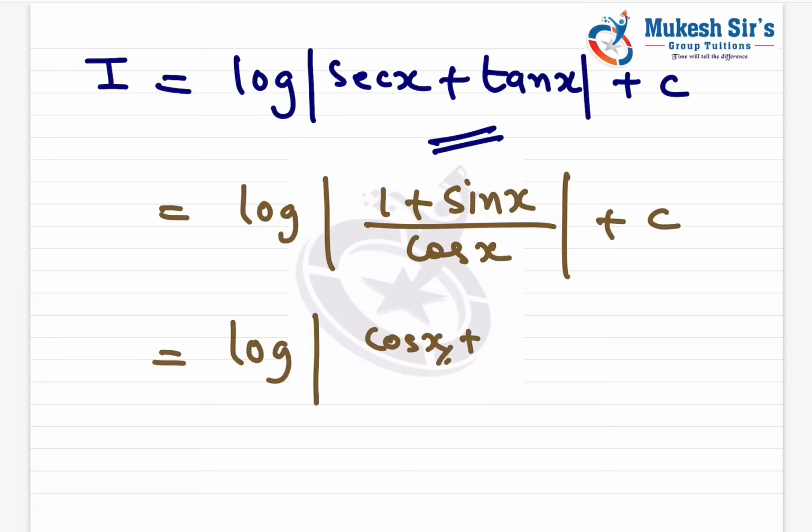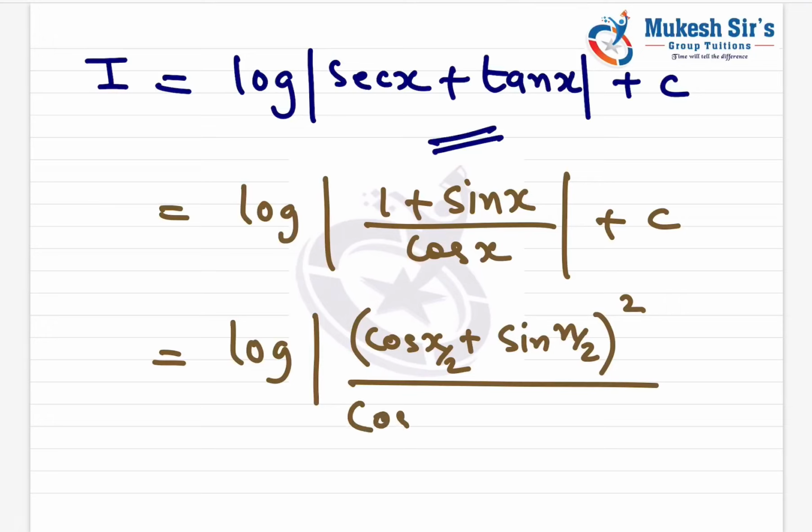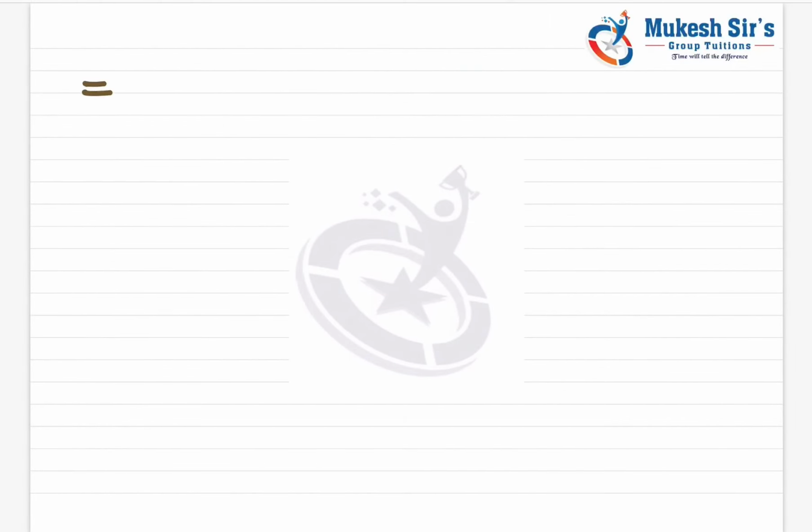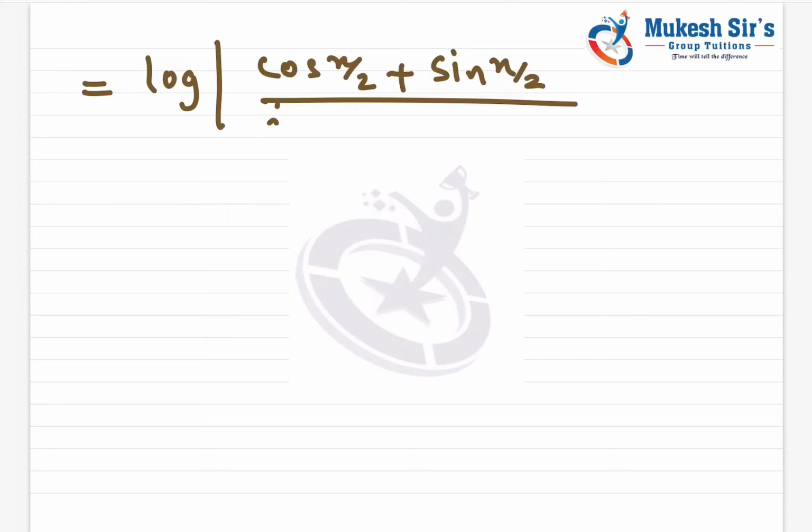cos x by 2 plus sin x by 2 the whole square, and in the denominator cos x. The half angle formula for cos x is cos square x by 2 minus sin square x by 2. So in the numerator you have a plus b the whole square, in the denominator you have a square minus b square. A square minus b square is a plus b into a minus b. That will become log of mod of cos x by 2 plus sin x by 2 upon cos x by 2 minus sin x by 2.